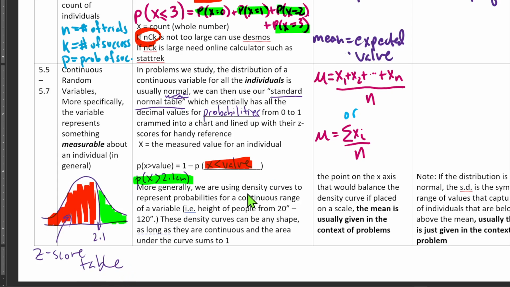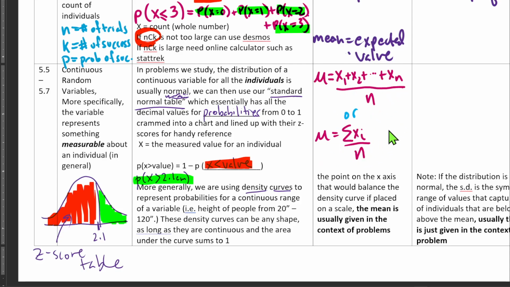These curves are called density curves, and let's leave it at that for the moment. Now, what's the mean? The mean is all the individuals in the population added up, divided by how many there are. The easy way to write that is this way.